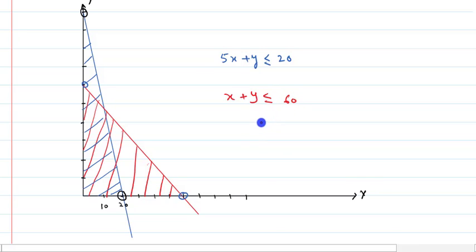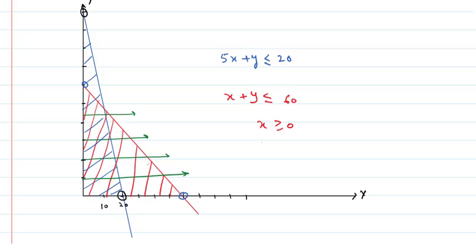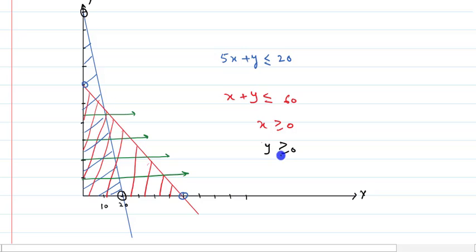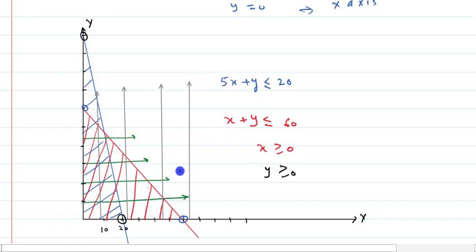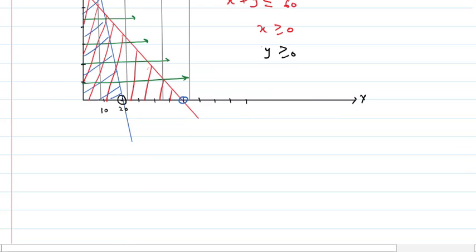Now the third one we are having is x greater than equal to 0. So clearly x greater than equal to 0 will be like this. It is x greater than equal to 0, and the next one is y greater than equal to 0. Clearly for y greater than equal to 0 we are having the shading to this side. So now let us find out the common region out of these four.